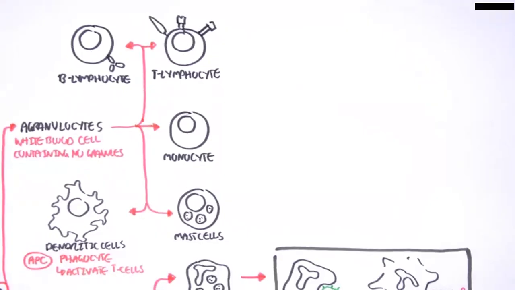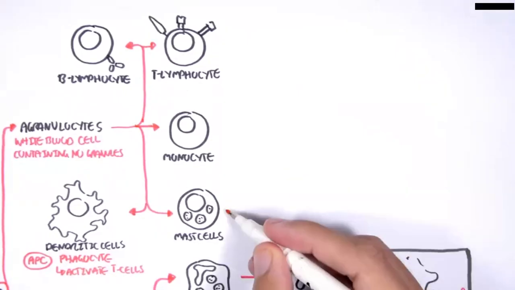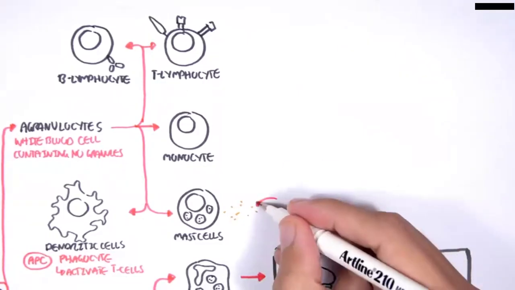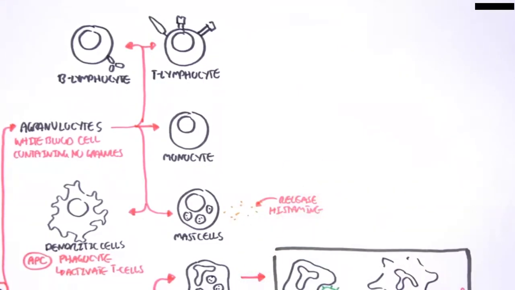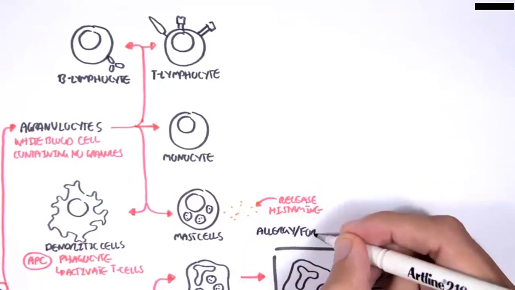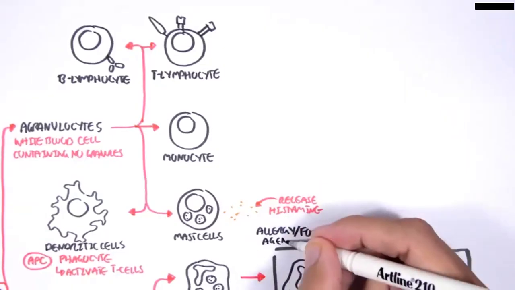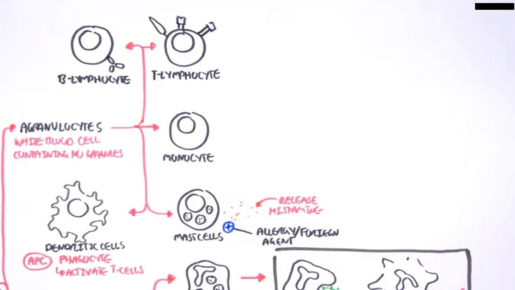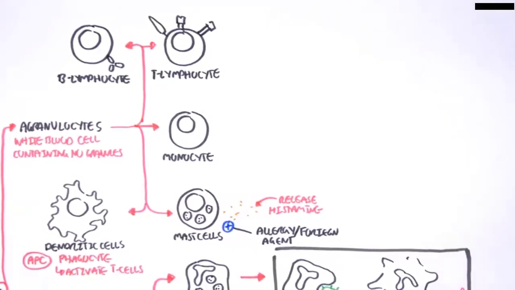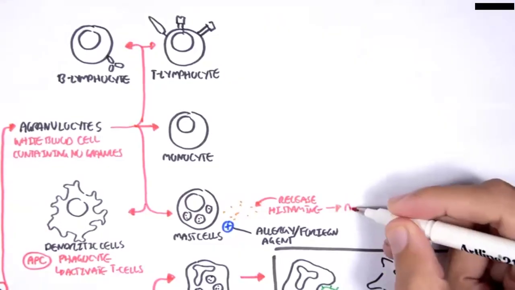Mast cells look like they contain granules, and they do, but they are not classified as granulocytes. Mast cells are very big in the allergic response, as they release histamine when the person is exposed to an allergen. The release of histamine will cause vasodilation.